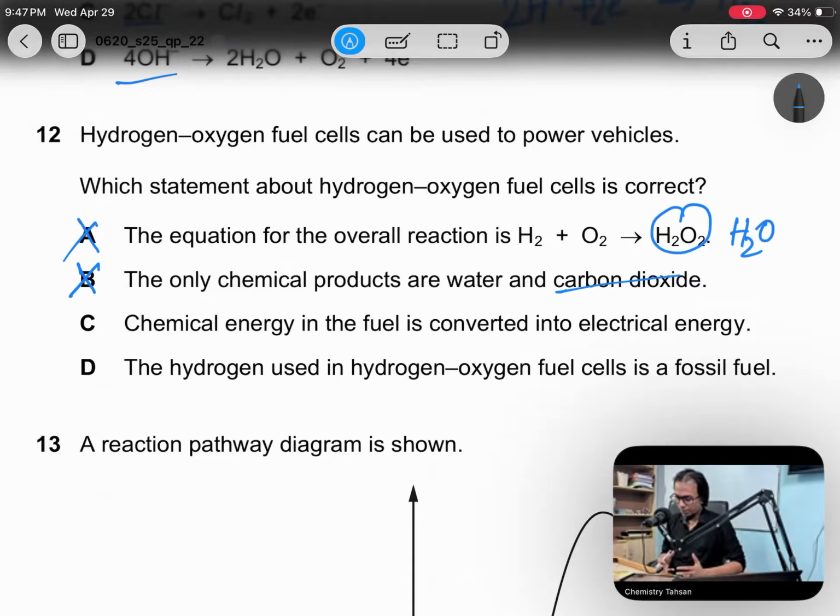Number D, the hydrogen used in hydrogen oxygen fuel cell is a fossil fuel. No, hydrogen is not a fossil fuel. You cannot get hydrogen in the fossil, right? So D cannot be the correct answer. So C will be the only correct answer. Next point.